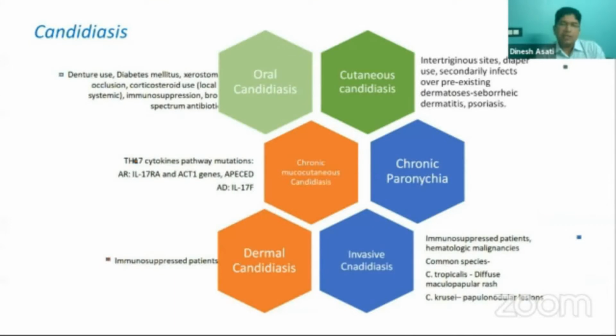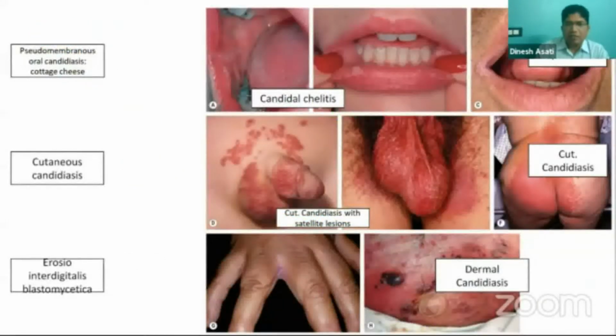And then candidiasis. Candidiasis again is a superficial type of infection, commonly in the mucosa. Sometimes it comes onto the skin and nails, but mostly it is in the mucosa, or it can invade inside also, especially in immunocompromised patients. So these are the various common presentations of candidiasis. We can see the oral thrush, cheilitis. So lip involvement is also there, angular cheilitis especially.